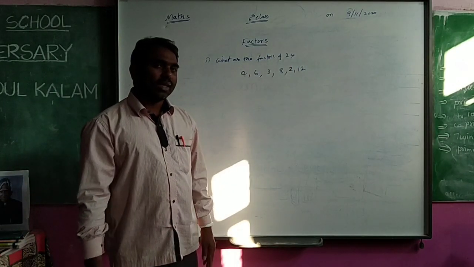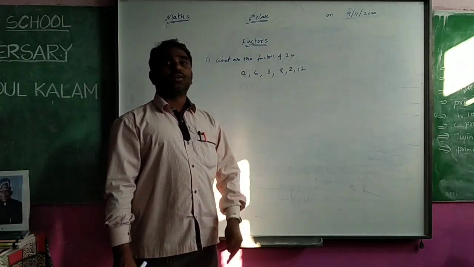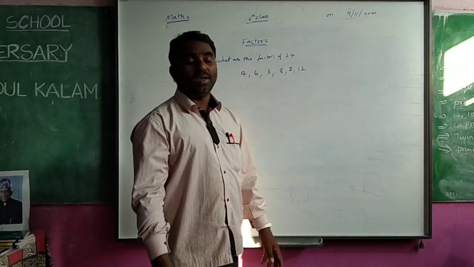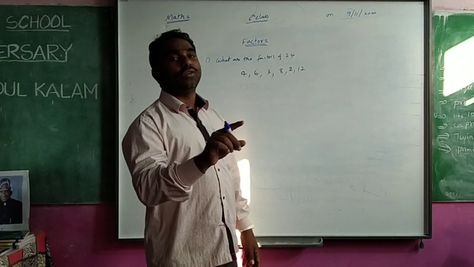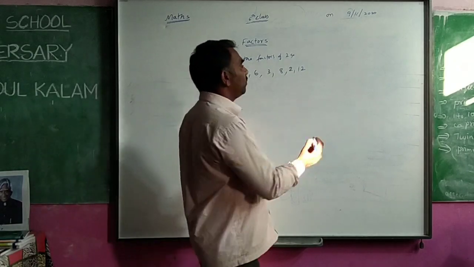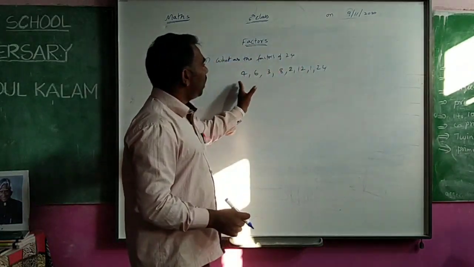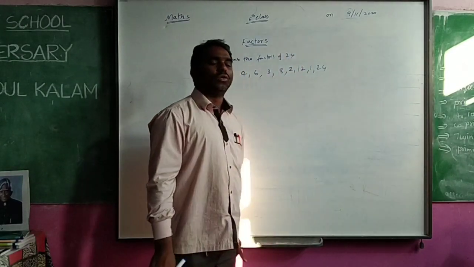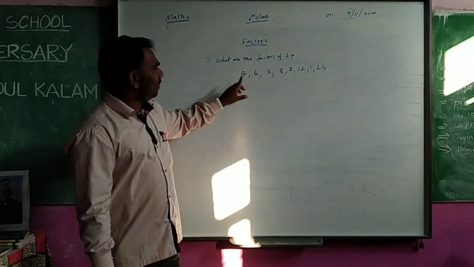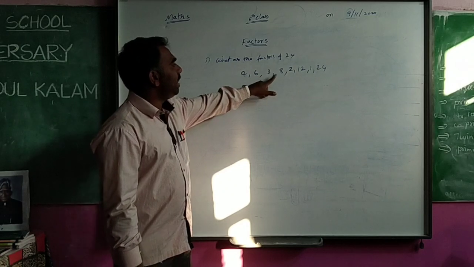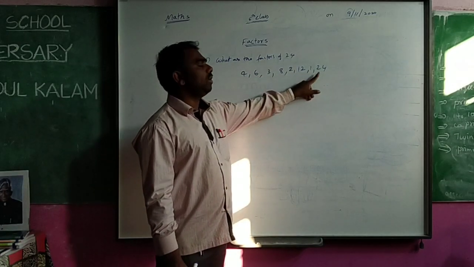Is that the only way? Yes, there is one more way. 24 1s are 24. It means in the 24 table 24 is there, and in the 1 table also 24 is there. See, these are all the factors of 24: 4, 6, 3, 8, 2, 12, 1, 24.